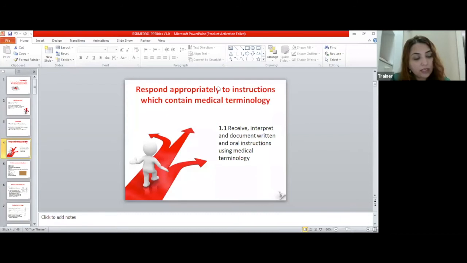Anytime you hear the word chronic, chronic is related to long term. That particular disease has been there for a long time. Another word related to cardiac is congestive cardiac failure, called CCF. Congestive cardiac failure.